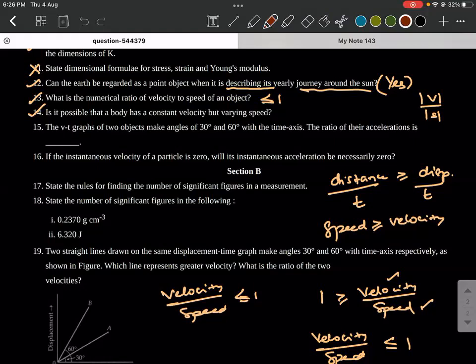So if you want, you can make a note of it. But the reverse is possible. Speed of the object can be the same, but velocity might change. Velocity can change.